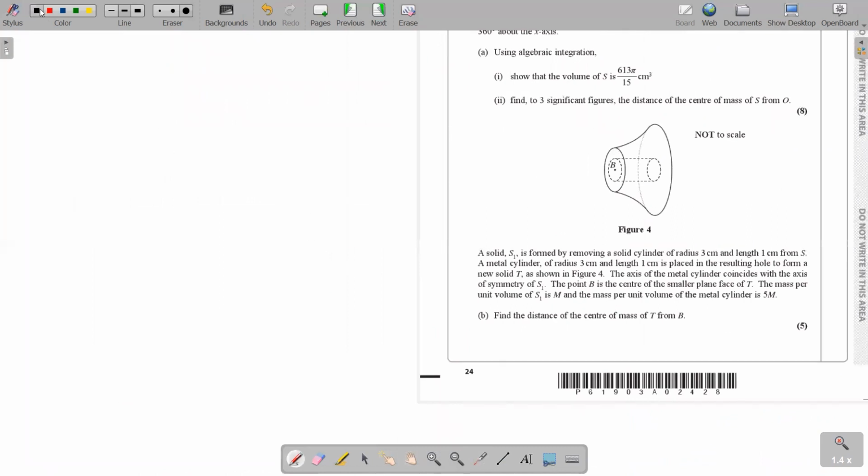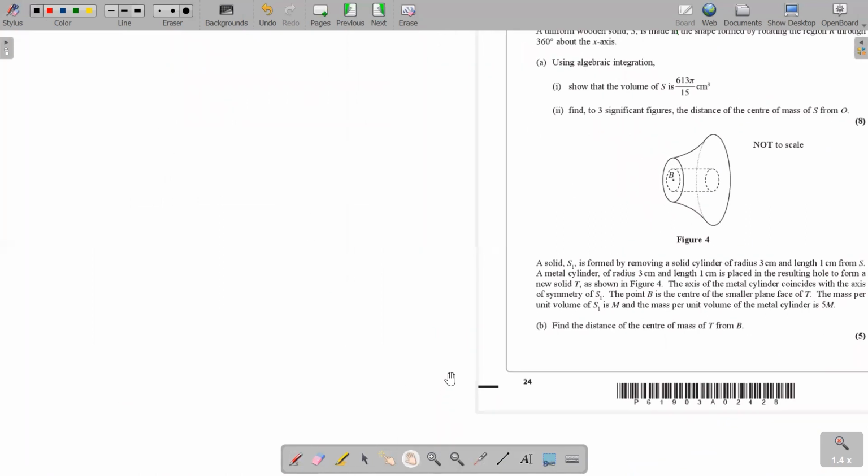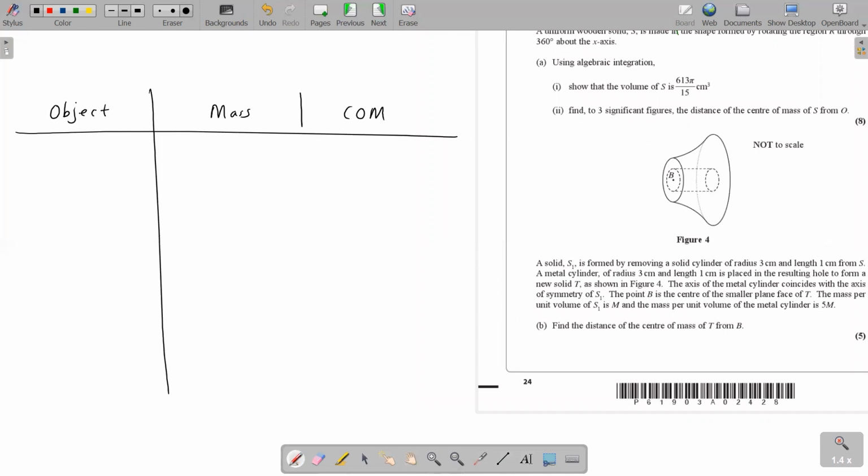So let's do the typical diagram. You have to identify your object, the mass, and the center of mass. Okay, so I will identify the object, mass, and the center of mass. So the first object is what? The first object is the complete solid S.